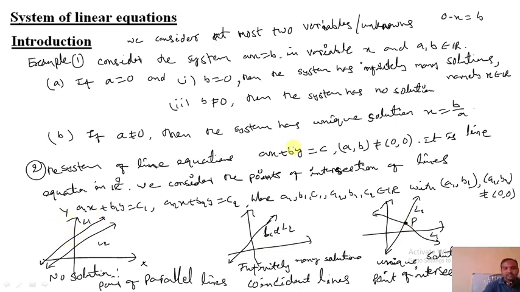Now we discuss first the unique solution. For a unique solution, a1 b2 minus a2 b1 is not equal to 0.